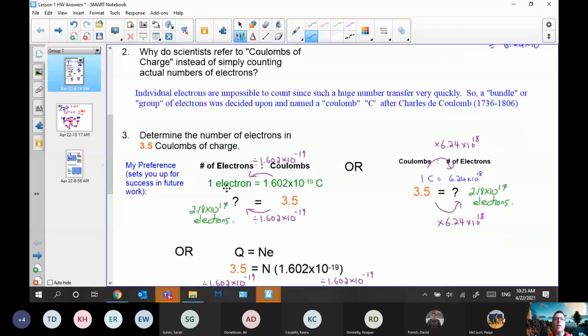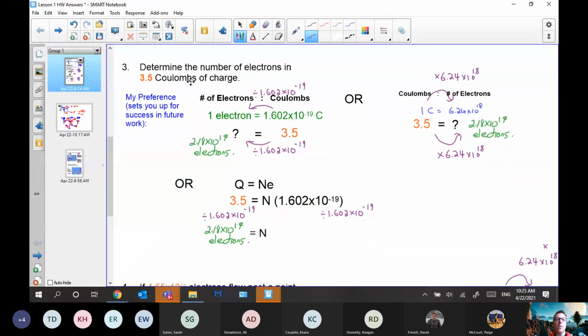The rest of this homework here, obviously we talked about there being so many electrons traveling and transferring so quickly that we talk about a bundle of them. And then the third question here was how many electrons are there if you got 3.5 coulombs? I have all three solutions worked out. My preferred one is based on this fundamental idea that an electron has a fundamental elementary charge. So there's your number of coulombs that an electron is, there's your number of coulombs you have, and in this case we're just dividing by that 1.602 number to get the number of electrons.